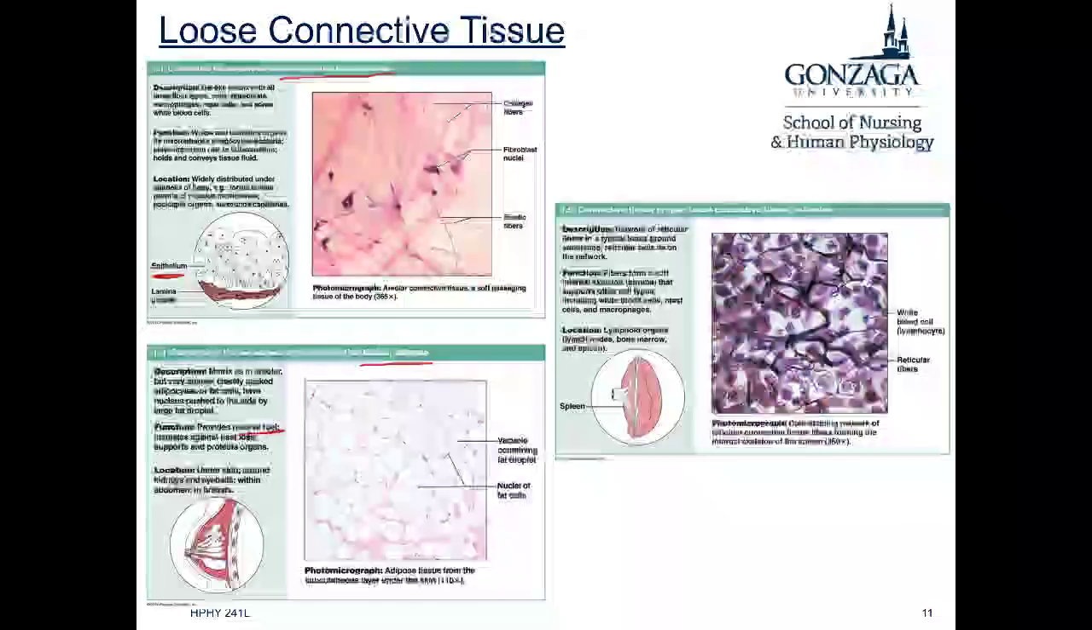The third type of loose connective tissue is reticular. Reticular tissue is really good for supporting especially cells of the immune system. So that's why reticular tissue is almost always found in lymphoid organs, or organs of the immune system, such as lymph nodes, bone marrow, and spleen.